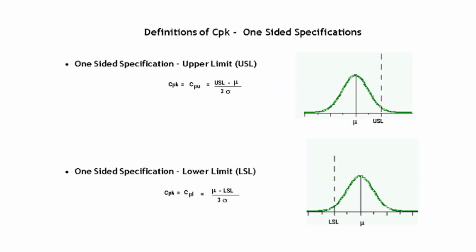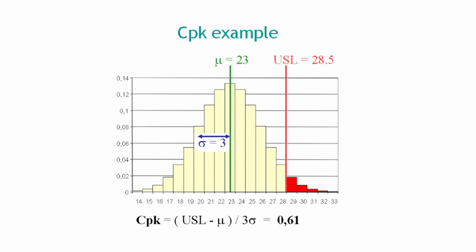In the case of one-sided specs, CP makes no sense, since we can't talk about spec range. In this case, we just use CPK as shown. In this case, CPK is well below 1.5. This means the process is not capable. It will, too often, cause customer dissatisfaction.